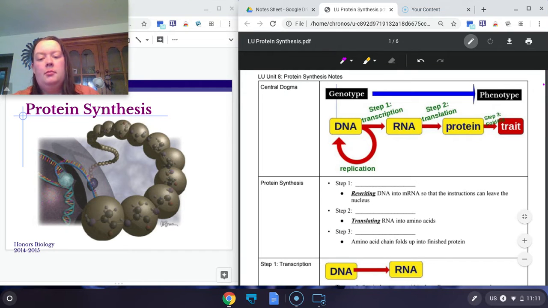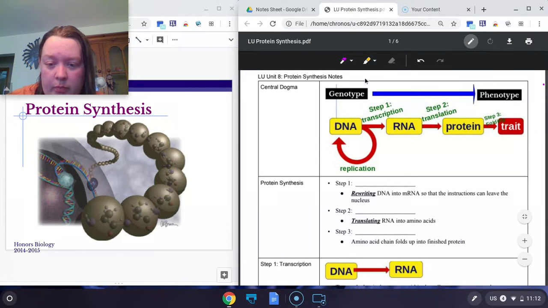All right, so today we're going to be talking about protein synthesis a bit more in depth than we did last time. Last time we just talked about RNA, its structure, what it looks like, what it's made of. We talked a little bit about the overall protein synthesis process using this image, but today we're going to talk about it more in depth.